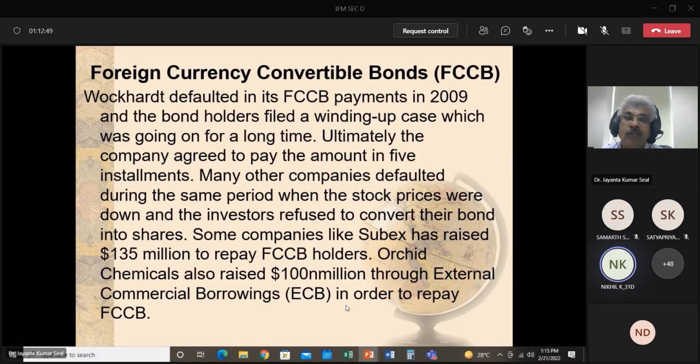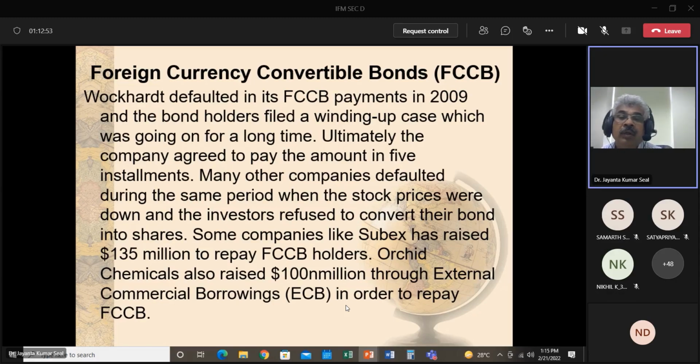Yes, sir. It defaulted in its FCCB payments in 2009, and the bondholders filed a winding up case, which went on for a long time. Ultimately, the company agreed to pay the amount in 5 installments. So naturally, when you pay the amount in 5 installments, the bondholders also agree to that.